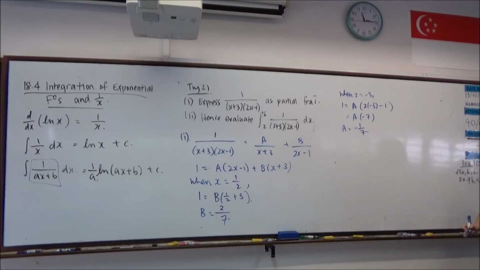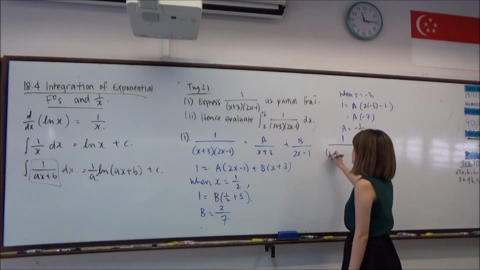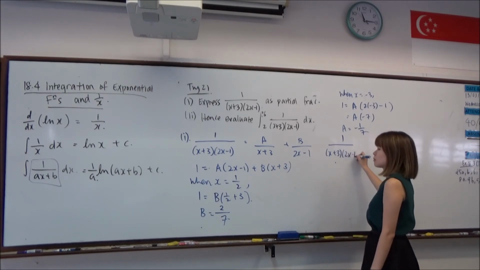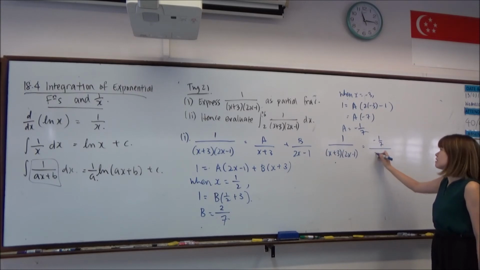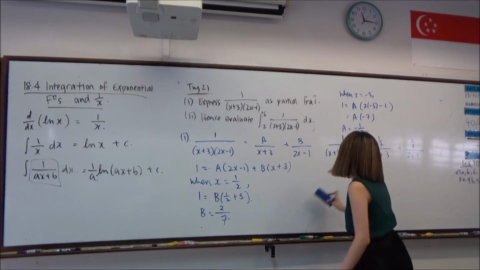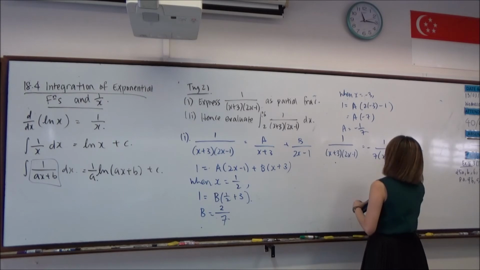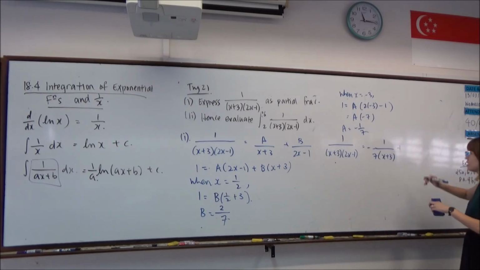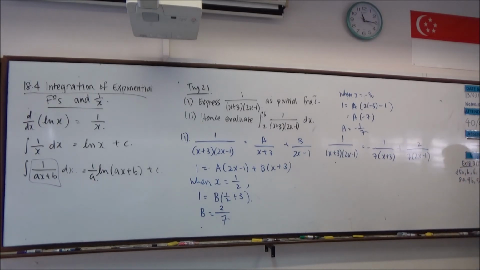Okay, so we get that a is equals to negative 1 over 7. So therefore, remember to answer the question. Okay, a is negative 1 over 7. Can we express my fraction like that? No. It's negative 1 over 7. I cannot express a fraction in a fraction. Alright, so I need to write it negative 1 over 7 x plus 3 and 2 over 7 2x minus 1. Alright?